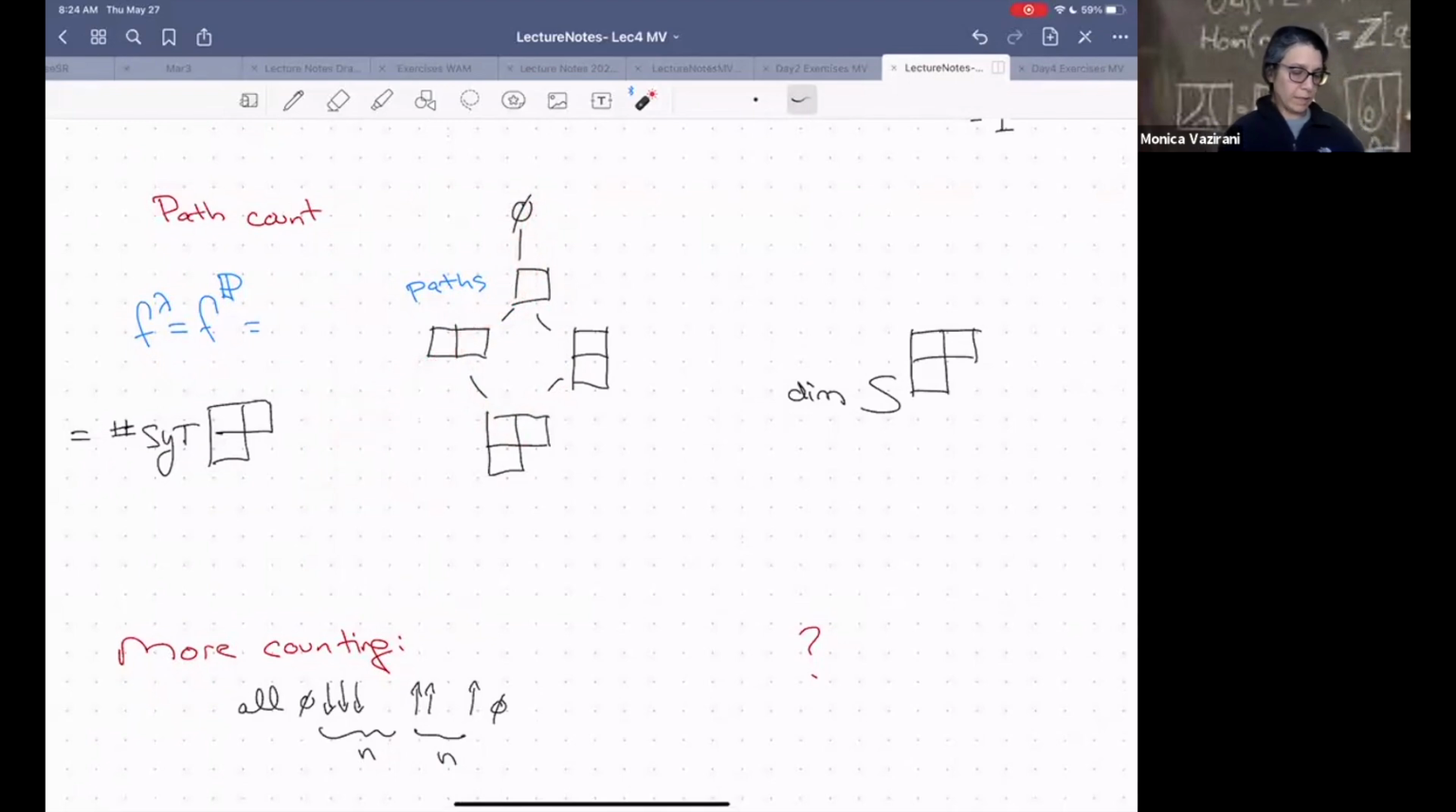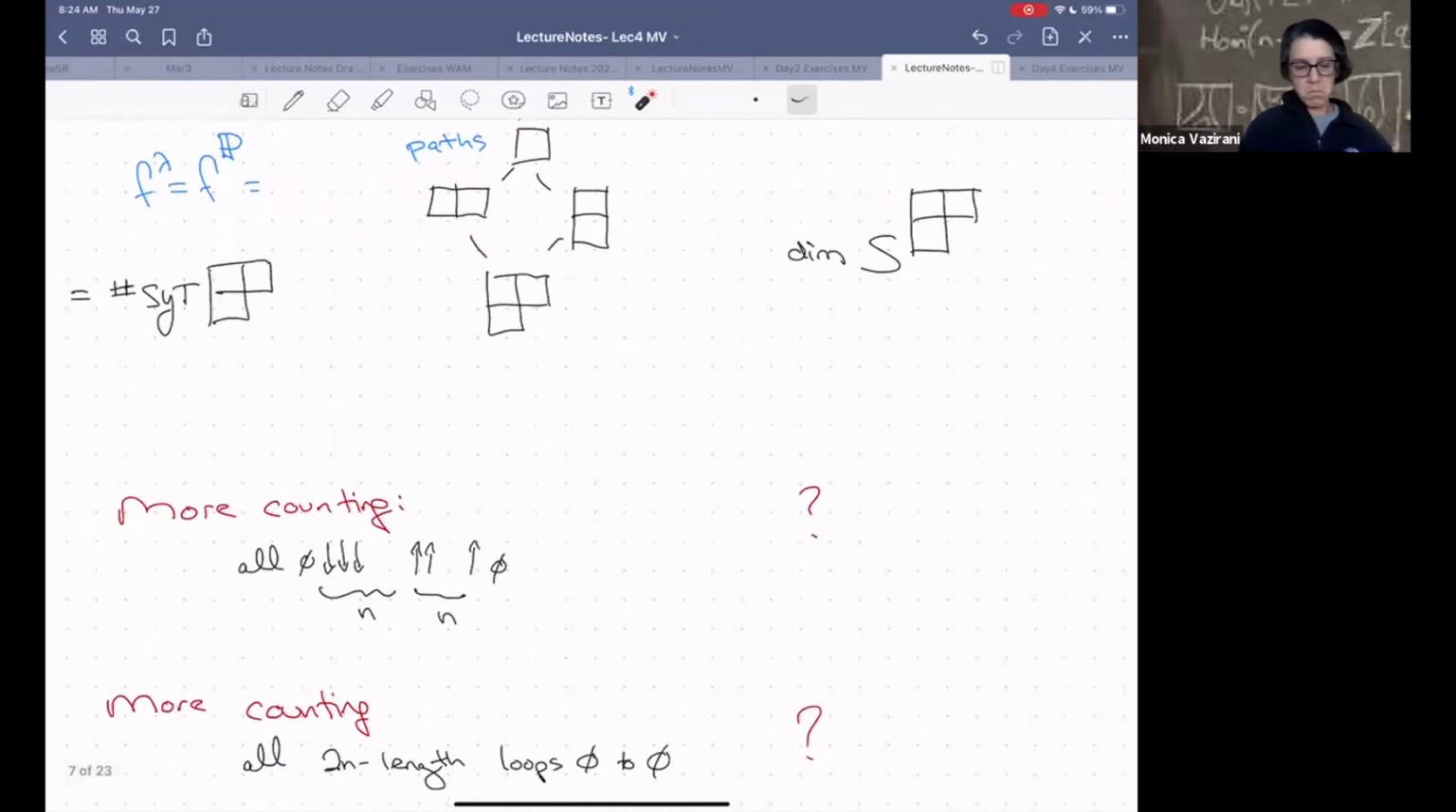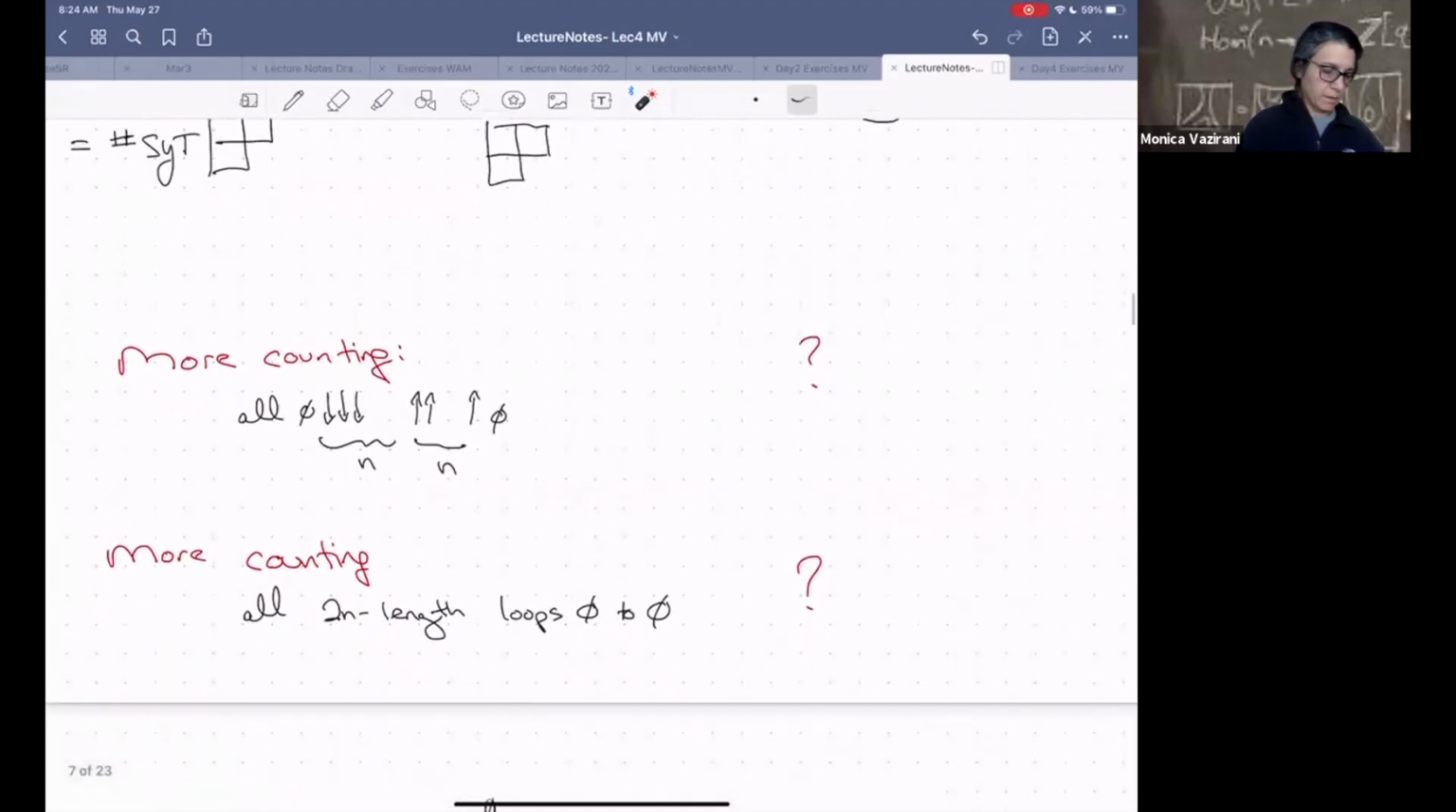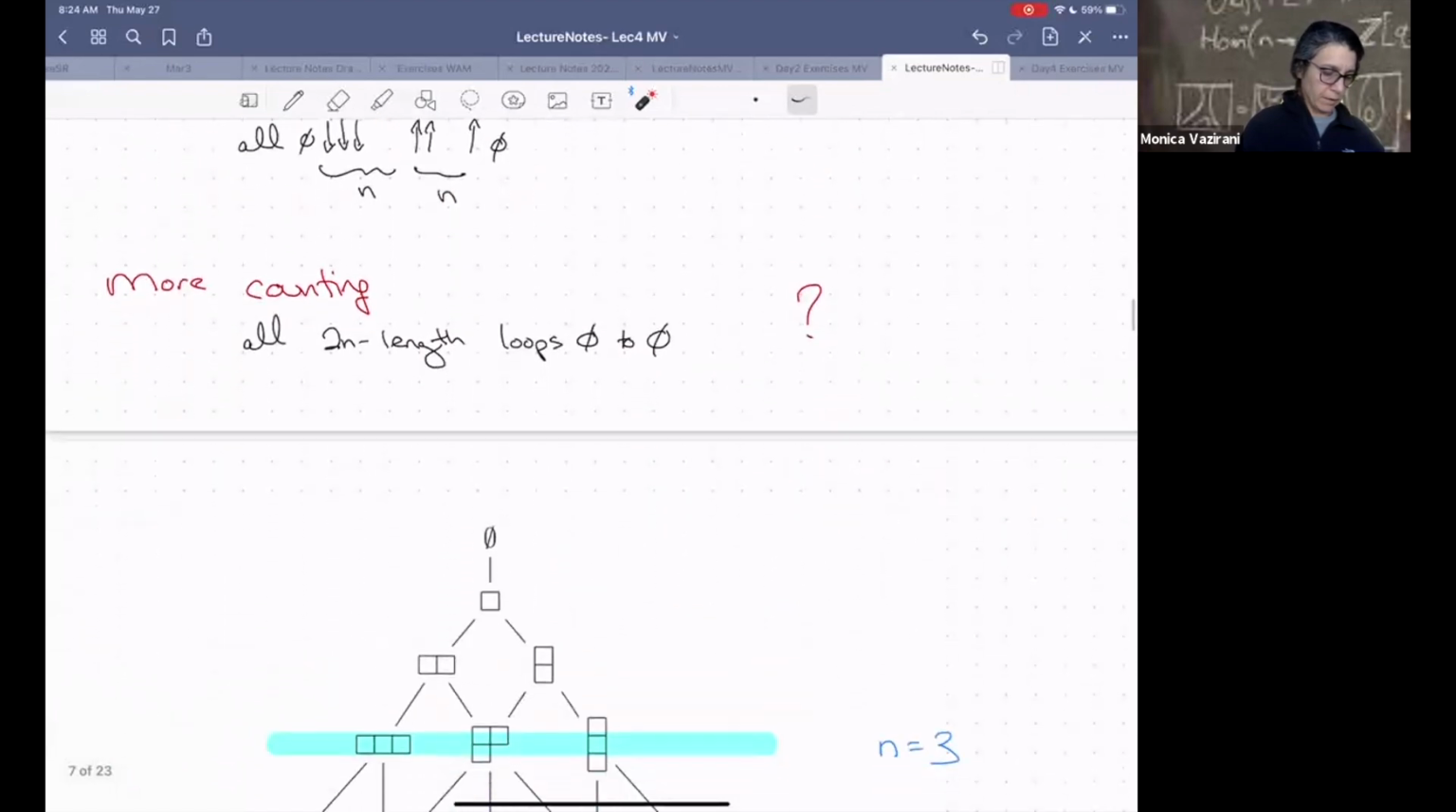So in other words, I want to count loops that start from the empty set. They go down to some destination, say 3 edges away, but then they come back. Let's say I want to count that. And why would I want to count that? Well, we'll see why. Okay. And we'll come to this other counting in a bit.